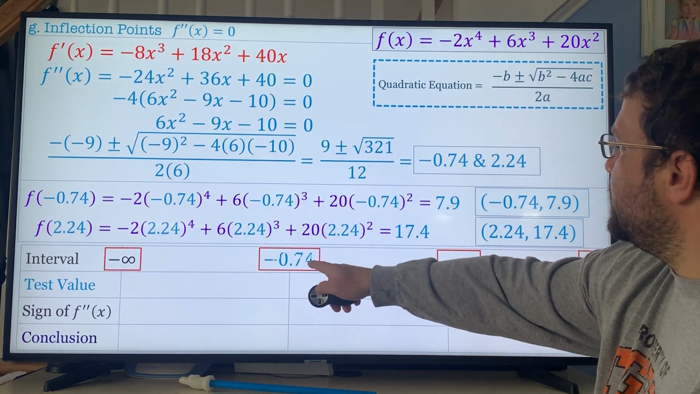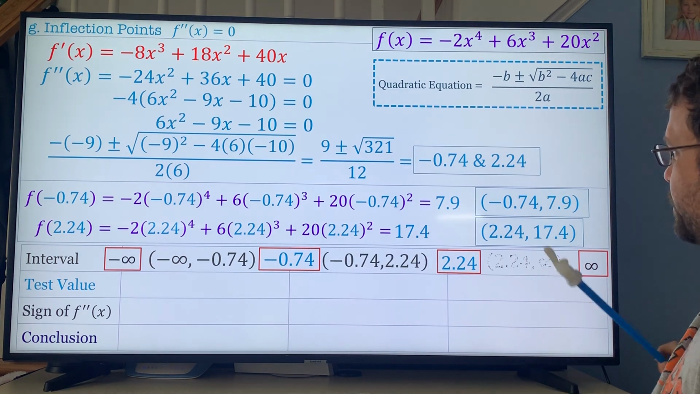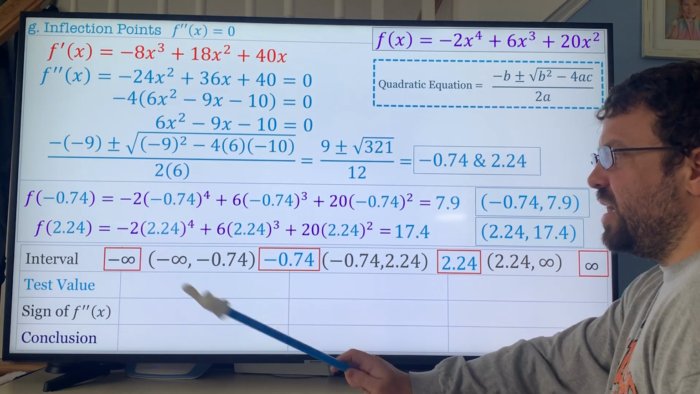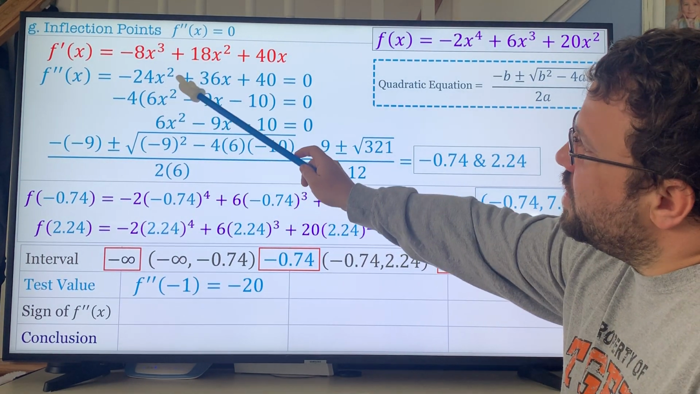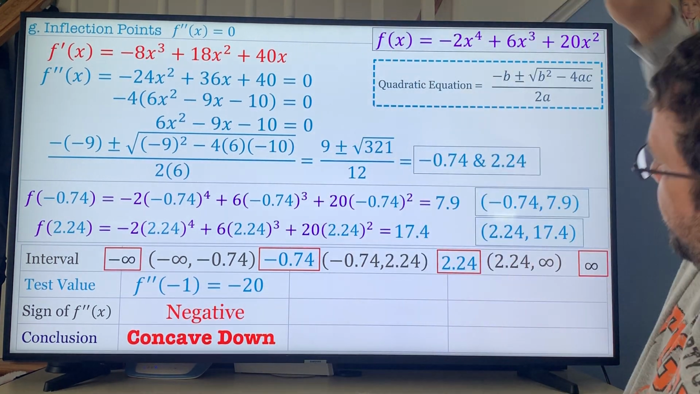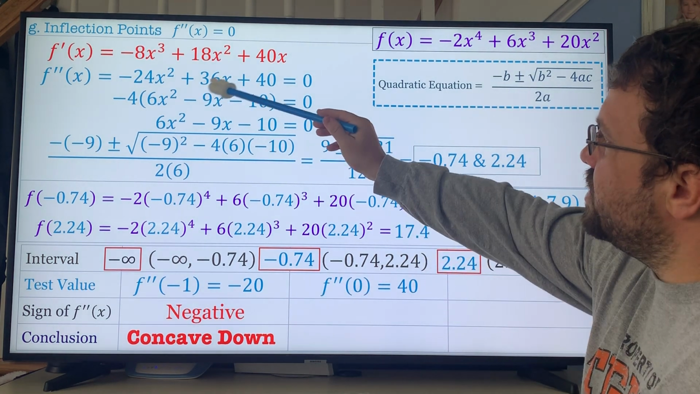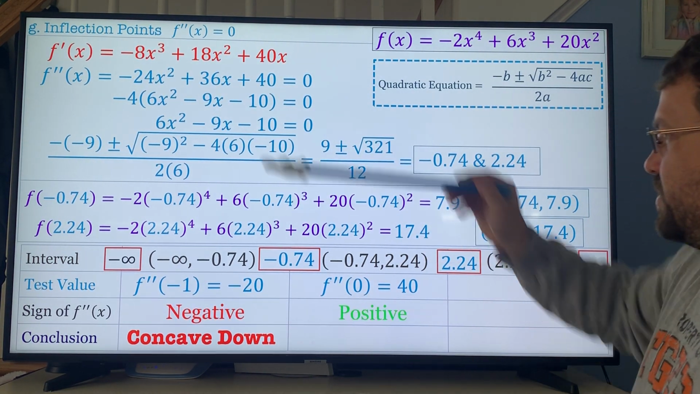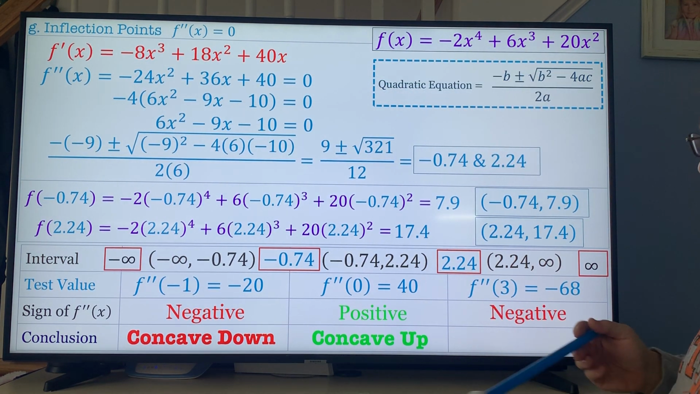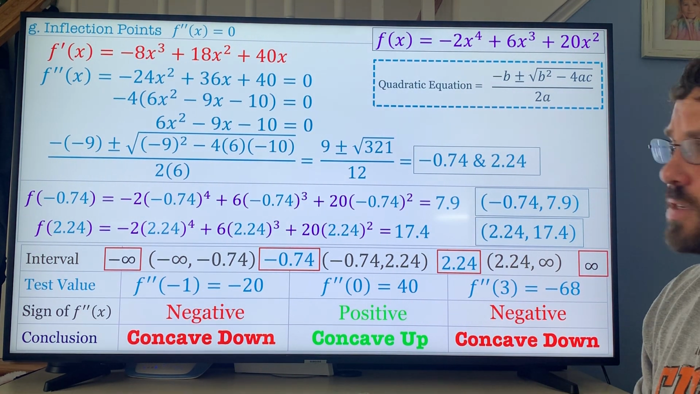Negative infinity, this is negative 0.74, this is 2.24. Your intervals, right? A number between these two, not 0, like negative 1 maybe. So you take negative 1, you plug it in here, you get negative 20. Negative number is decreasing, concave down. So it's concave down up to this point. Between these 2 points, take a number like 0, you get 40. Positive, so that goes concave up. And then a number here like 3, negative 68, so then it's going to go back down, concave down. All right, and now let's graph it.